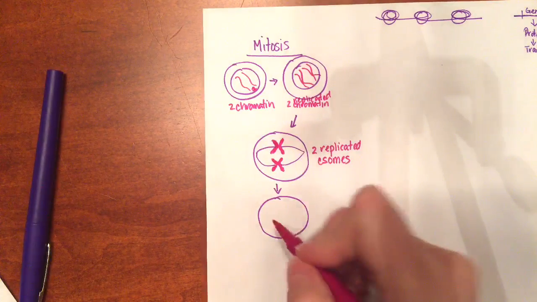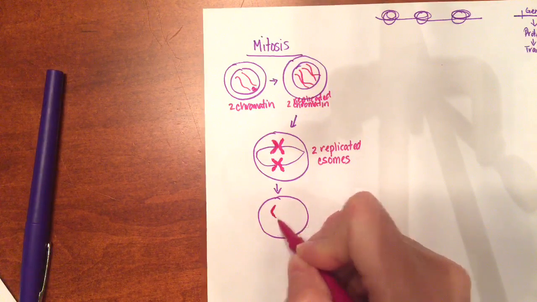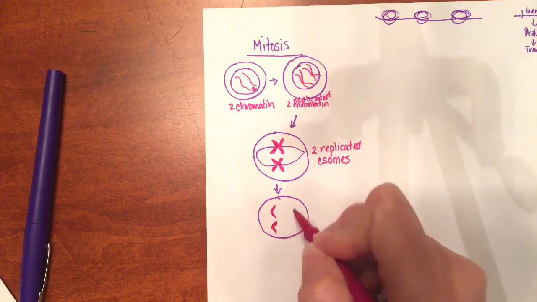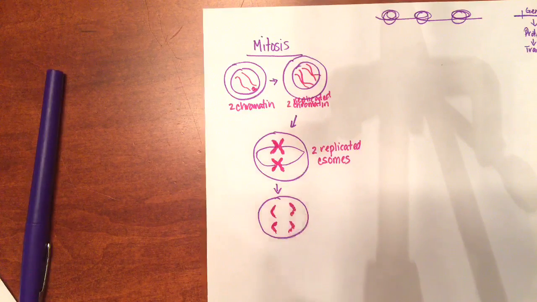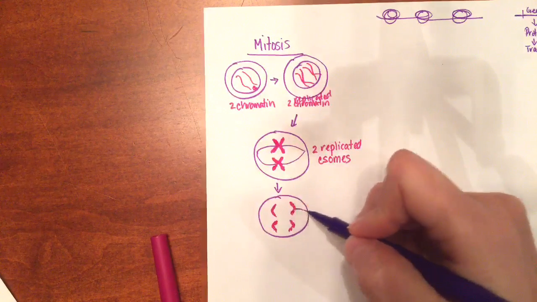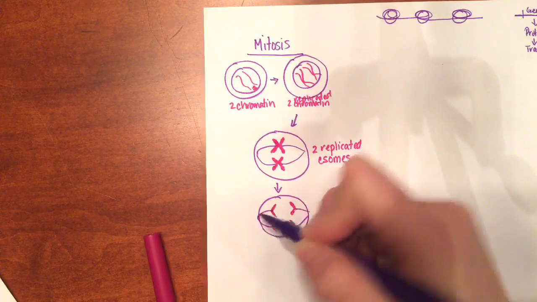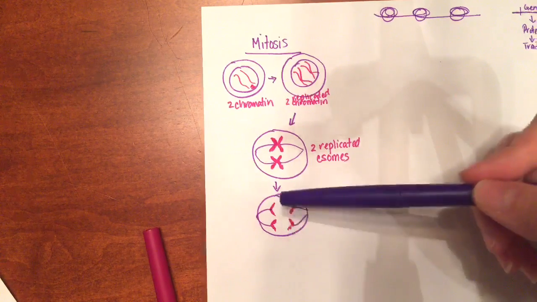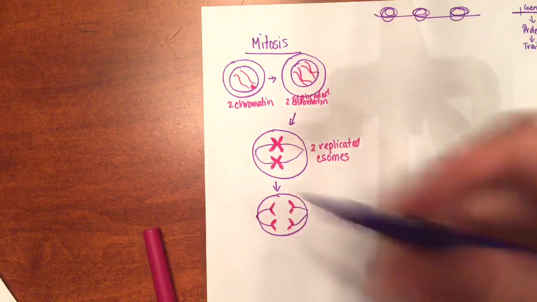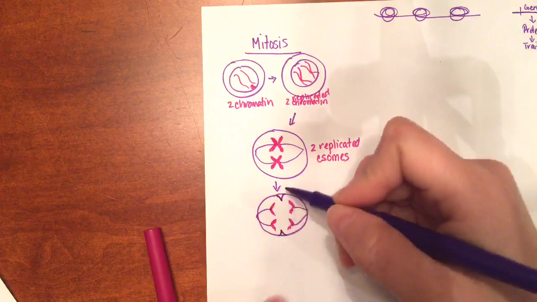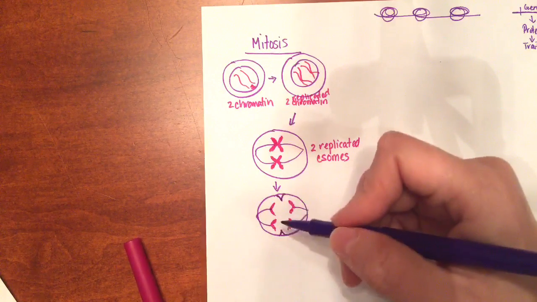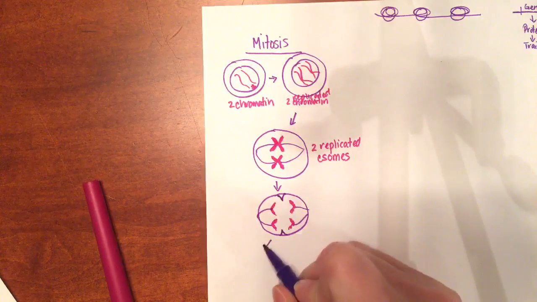They look like this. They're being pulled to the opposite sides of the cell. So two pieces of DNA. Here's your spindle fiber. And then remember that the cell is going to start to indent here and indent here. If it's an animal cell, that's the cleavage furrow. If it's a plant cell, it's a cell plate, and it divides into two.